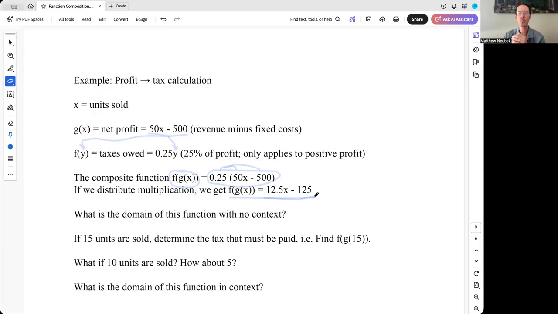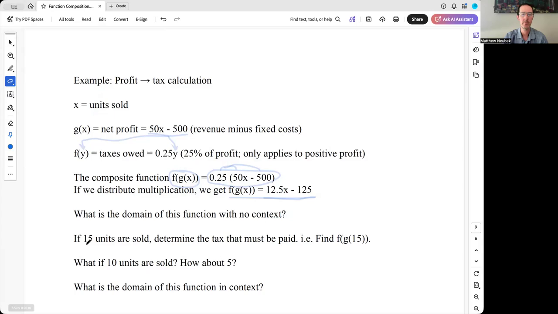Is there any danger of square rooting a negative number? That's right. There's no square root symbol, so there's no danger of square rooting a negative number. There are no restrictions on this function at all. We can take a positive number, a zero, or a negative number, plug it in here, no problem, mathematically. So you might be tempted to say that the domain of this composite function is all real numbers. You can plug in anything you want. And again, I could write down the various notations for all real numbers.